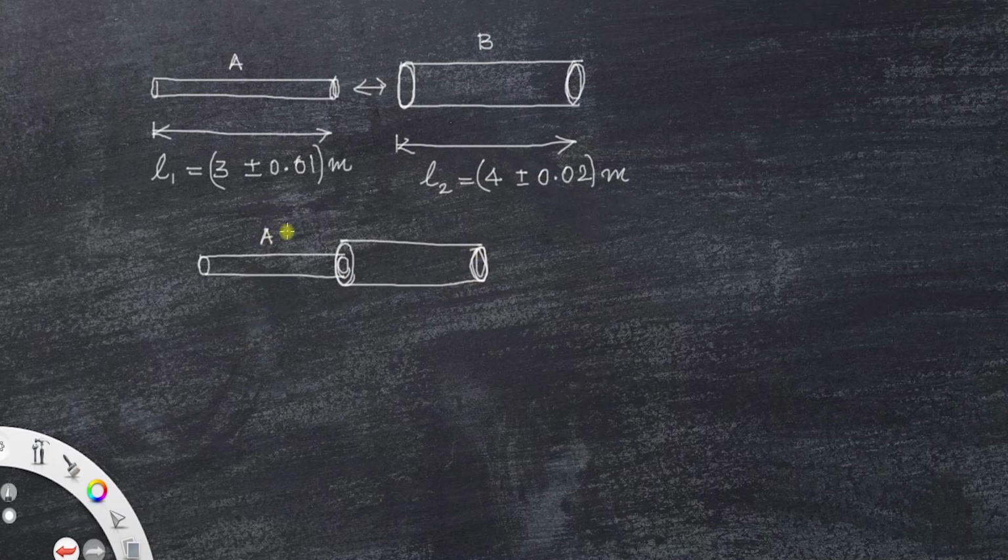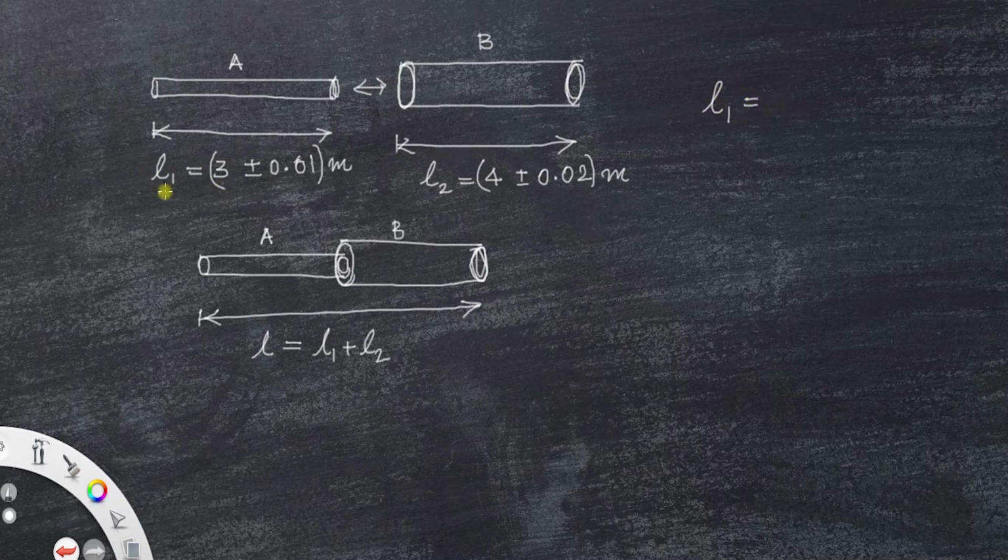This portion is A, this portion is B. Clearly the total length of the new steel bar will be L1 plus L2. Clear? So we can write this L1 is equal to this one.